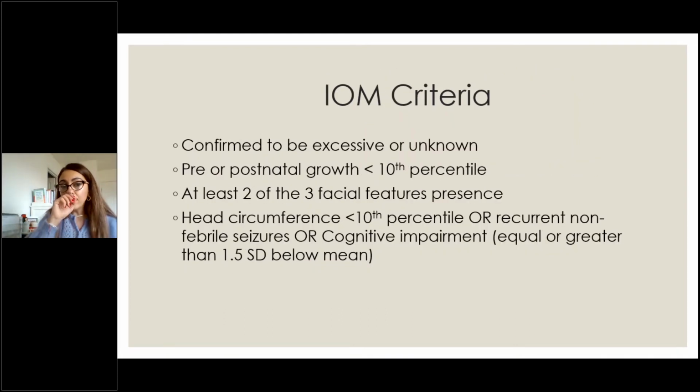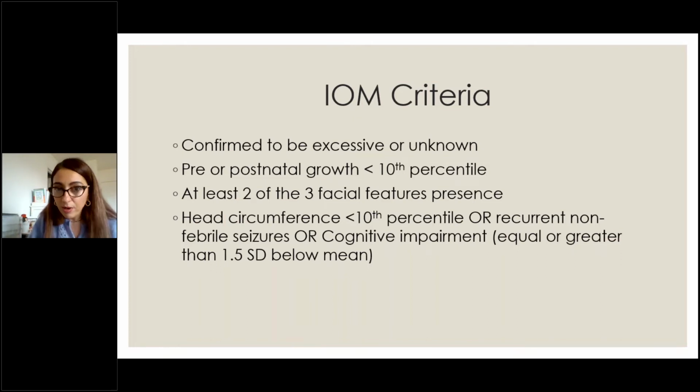Okay. So what is the IOM criteria? First of all, we have to have confirmed alcohol exposure, in an excessive form. Or they also said that if we cannot know it, then it may be unknown as well. Then pre or postnatal growth: prenatally measuring small, or postnatally after they're born, the growth in terms of height and weight is going to be below the 10th percentile. So what we say is that there is a growth impairment.